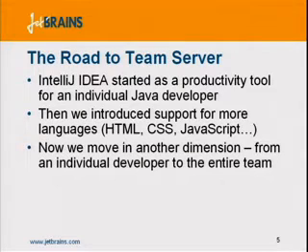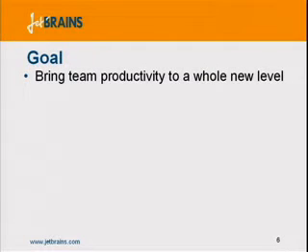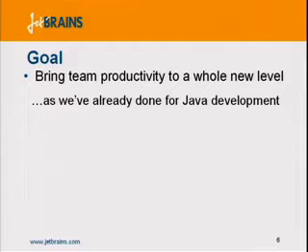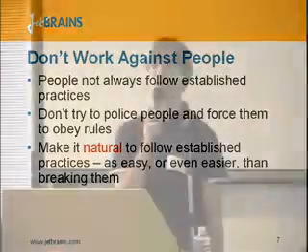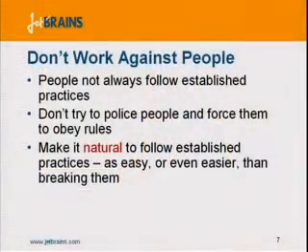And what I'm going to tell is the new dimension in which our support extended: the support for team productivity. And the goal that we want to achieve is to improve the team productivity as much as we have already done for Java development for individual persons. And in doing that, we are following a number of basic principles. So the first one is don't work against people. In every team, there is a set of established practices decided by the team on how people work. So people write unit tests, or there's some other kind of tests. People write comments when checking in code to the version control system, and so on.